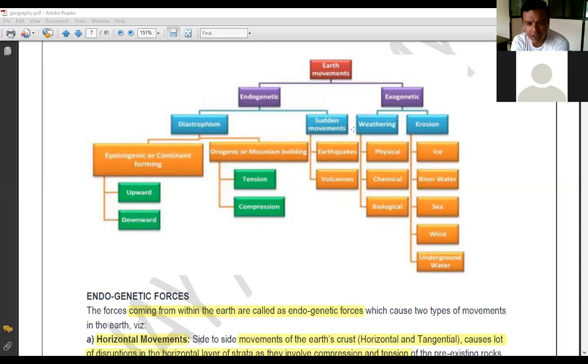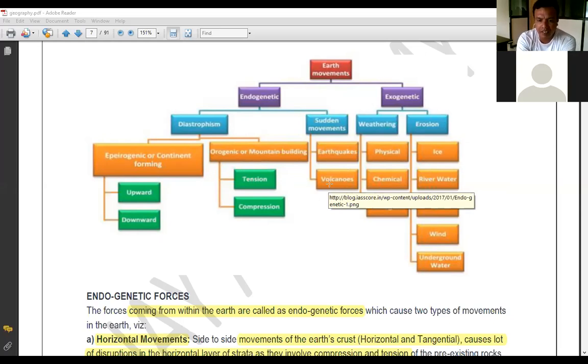We have also discussed earthquakes and volcanism, and the landforms created due to each of them, right? In volcanism we have seen the formation of lava plateaus, lava cones, the intrusive landforms and the extrusive landforms, which we have already discussed.